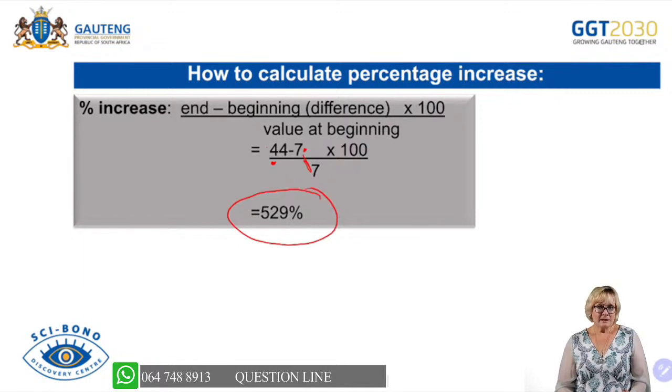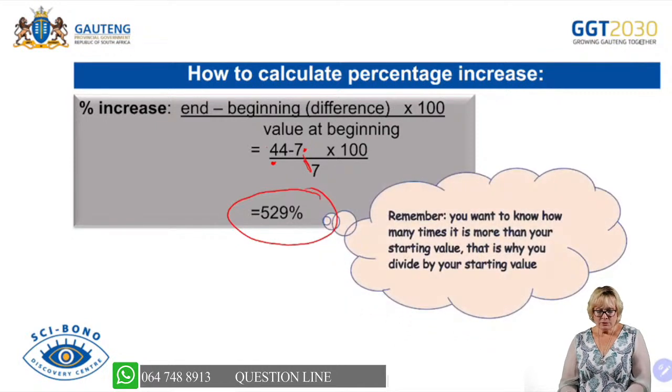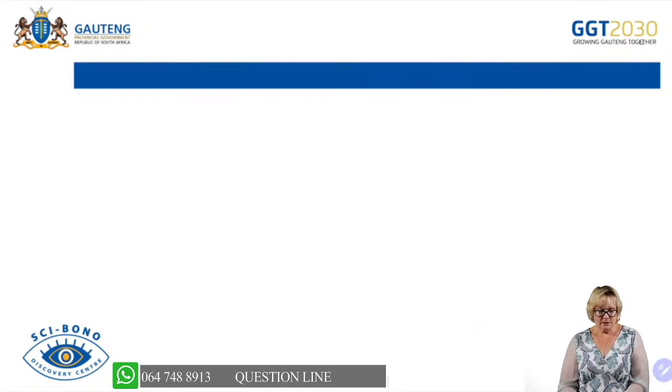And please, like I've said, this formula you will not find in the textbooks, but the examiners expect you to be able to calculate this. So it's very, very important. Remember, you want to know how many times it is more than your starting value. That is why you divide by your starting value. And that is what I said.